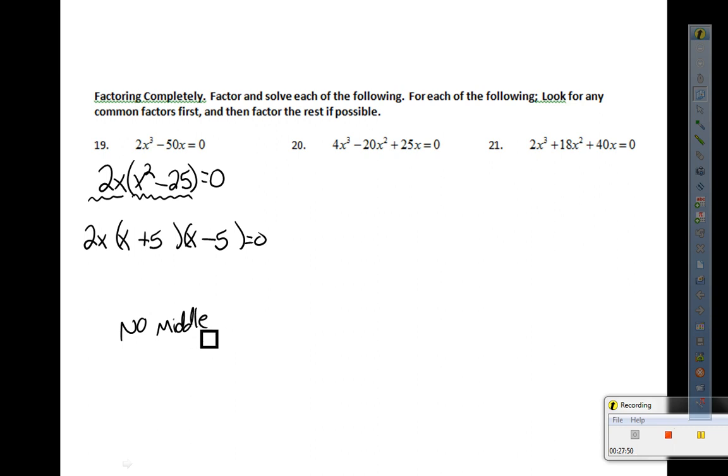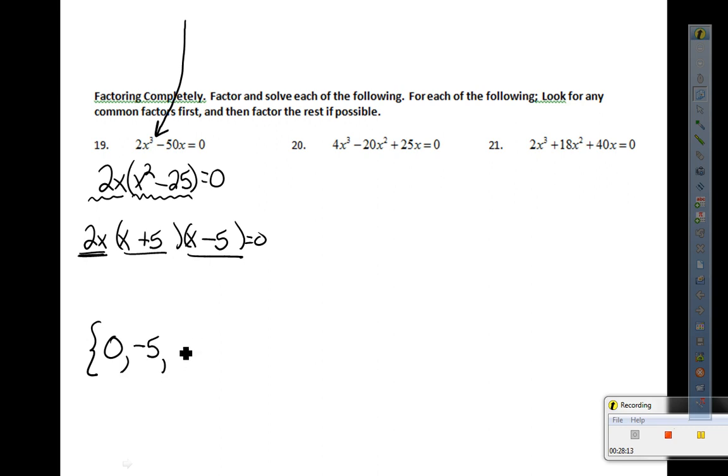Instead of 2 answers, we're going to have 3 answers this time. I knew we was going to have 3 because of this. Look at this highest power right there. That means I could have 3 answers. So my 3 answers, 2 times something is 0. So one answer is 0. This answer is negative 5. This answer is positive 5. So there's what we got for a second.